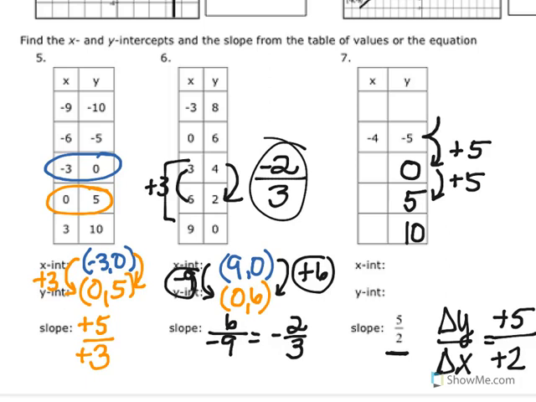Now what if I wanted to go backwards? Then I start at the negative 5. I'm going to go down negative 5. So negative 5 minus 5 is negative 10 that way.